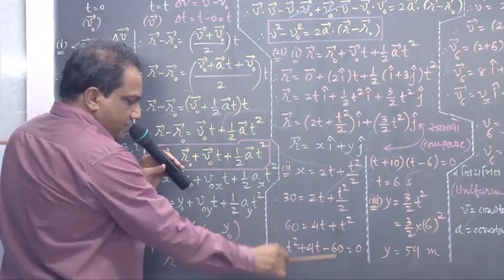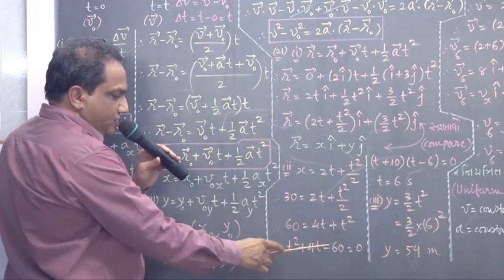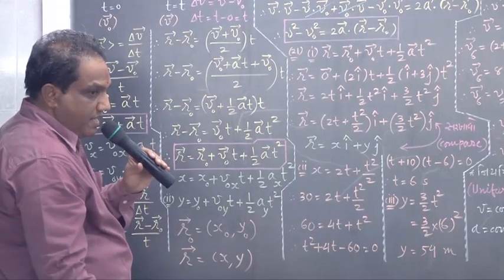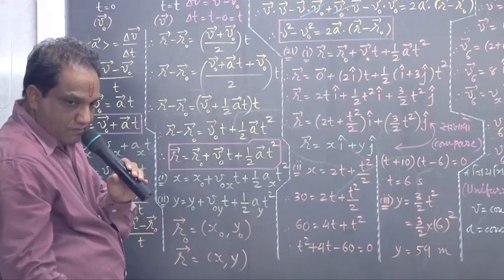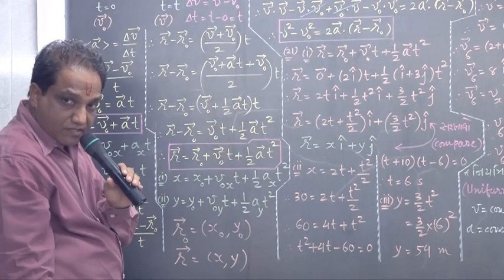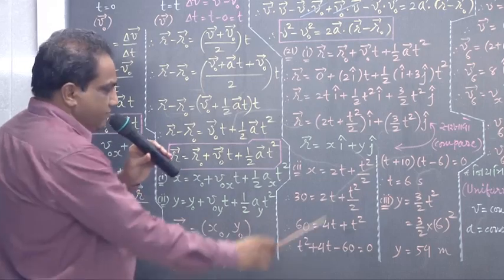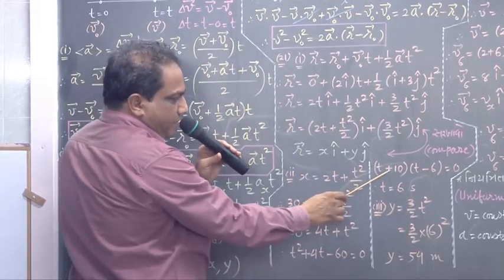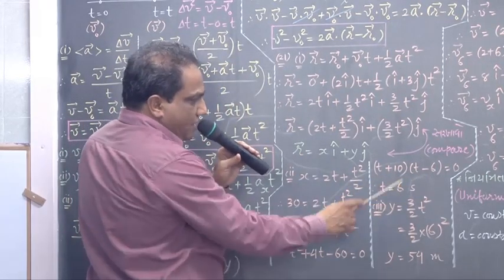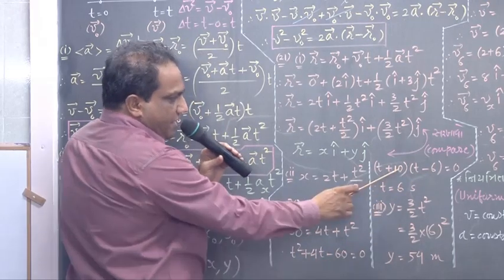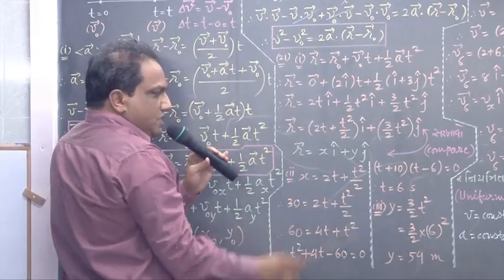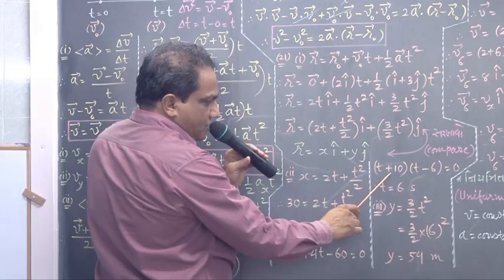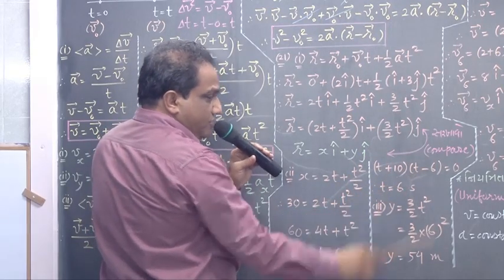Now factorize this. Find two values whose multiplication is minus 60 and whose addition is plus 4. 10 and minus 6. 10 into minus 6 is minus 60, and 10 plus minus 6 is plus 4. That's why it is written here. So t plus 10 into t minus 6 equals 0. When the product of these two brackets is 0, either this is 0 or this is 0, or both of them are 0 at a time.